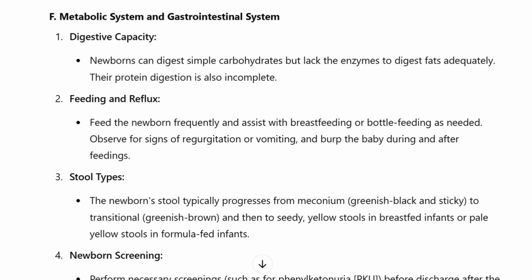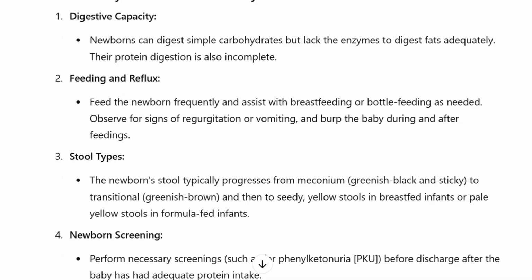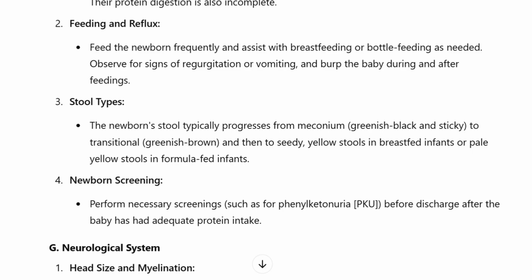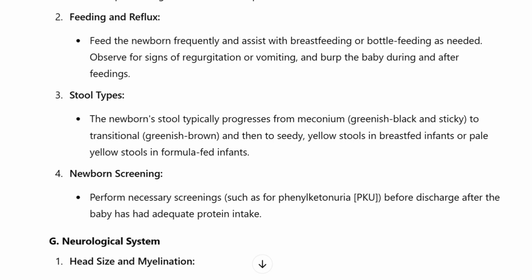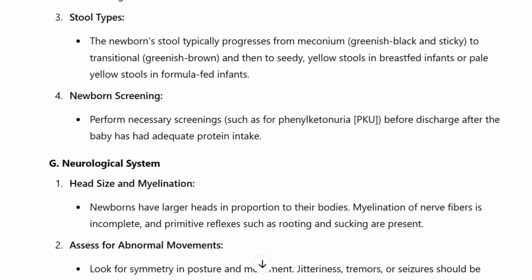Their protein digestion is also incomplete. 2. Feeding and reflux. Feed the newborn frequently and assist with breastfeeding or bottle feeding as needed. Observe for signs of regurgitation or vomiting and burp the baby during and after feedings. 3. Stool types. The newborn stool typically progresses from meconium, greenish-black and sticky, to transitional, greenish-brown, and then to seedy, yellow stools in breastfed infants or pale yellow stools in formula-fed infants.